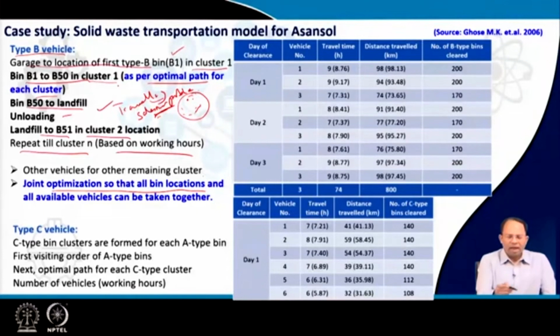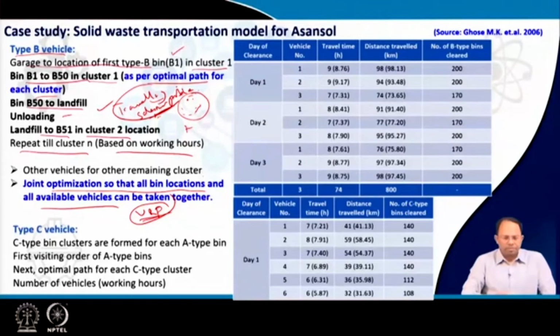The other option is that we have the set of all bins in the city. We know the capacity of each vehicle, and we can do a joint optimization where all bin locations and all available vehicles are taken together, using a vehicle routing problem, VRP. Instead of a traveling salesman problem, we can use a VRP to use multiple vehicles and multiple routes to determine the best suitable solution for this particular area. We will explain VRP and TSP subsequently.